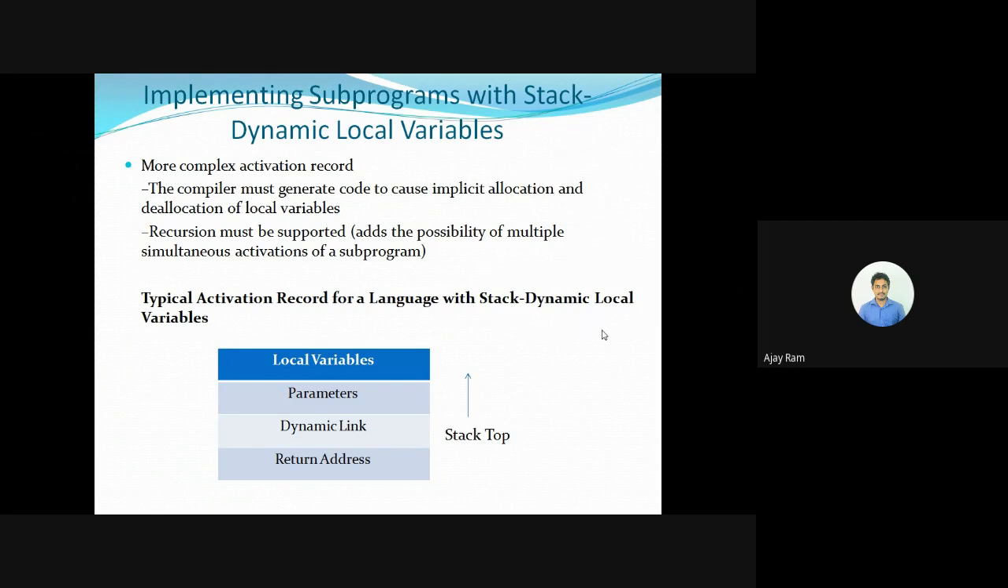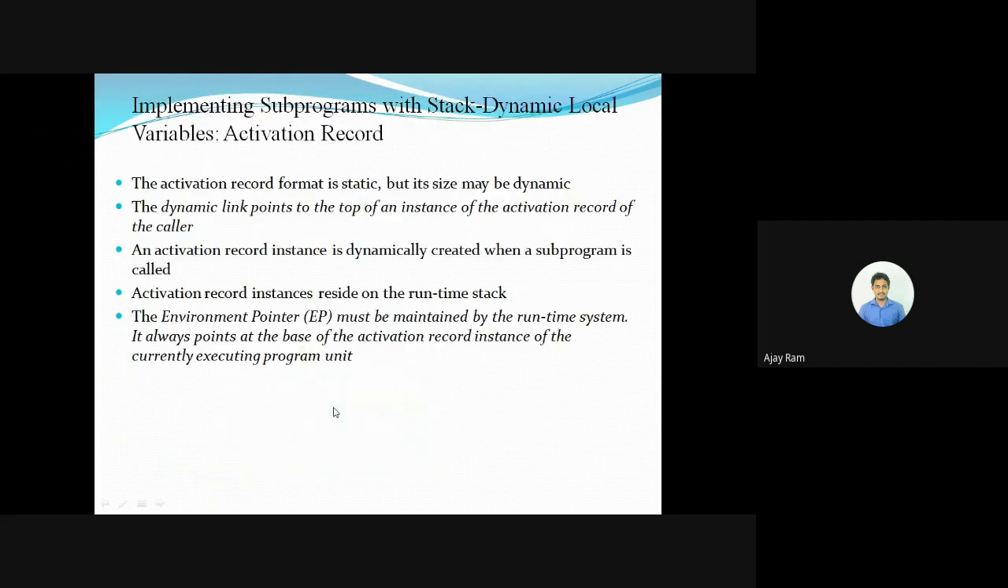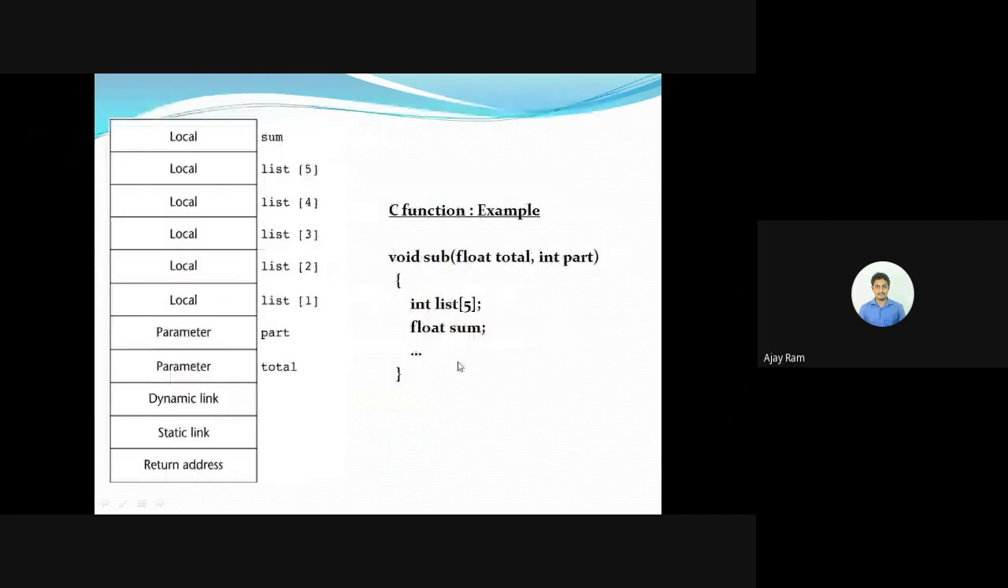This is a bit difficult way of implementing the subprograms. So here we have three. We can see here the local variables, parameters, dynamic link, and return address. Dynamic link is also present in the activation record. So this is an example.